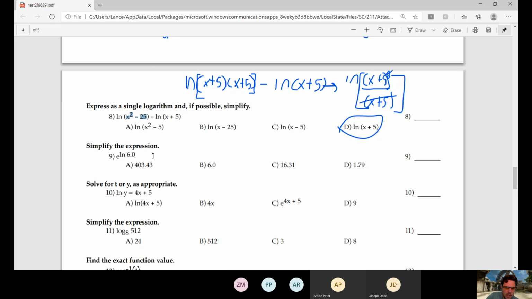Simplify the expression e to the natural log of 6.0. All right. So natural log of e to the x equals x. E to the natural log of x equals x. So that's e to the natural log of 6.0. When you plug in 6.0 for x, it'll just equal 6.0. That's pretty much what that is. Any questions on that one?